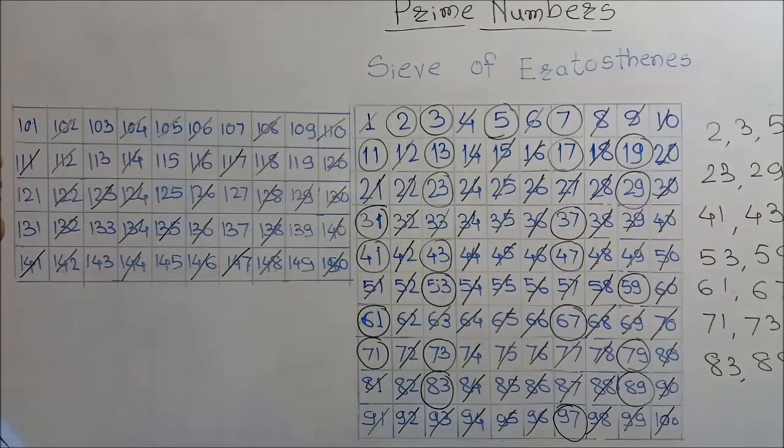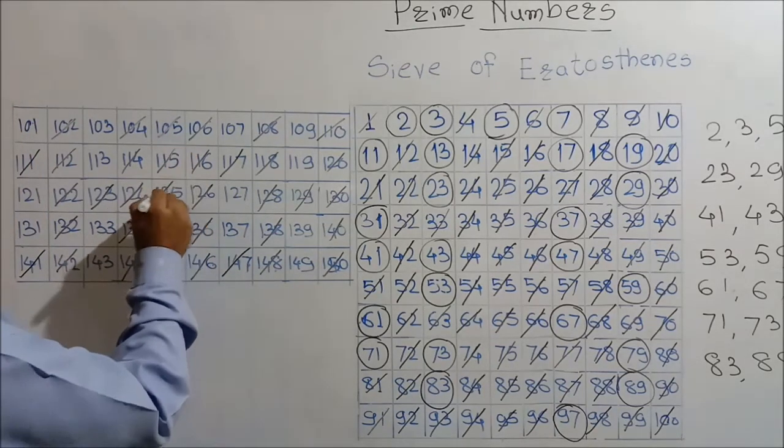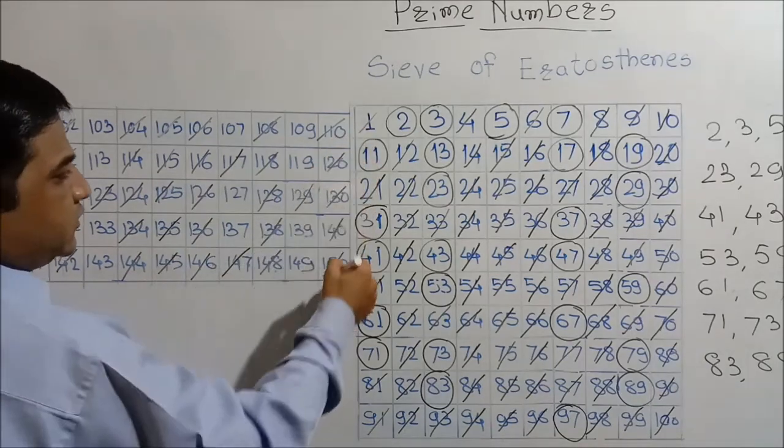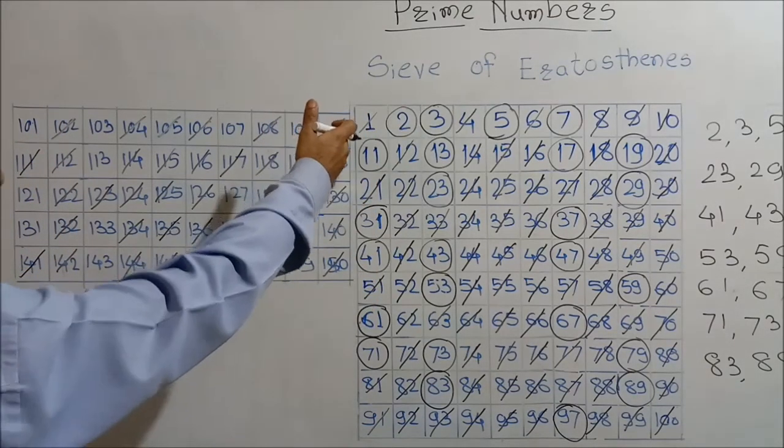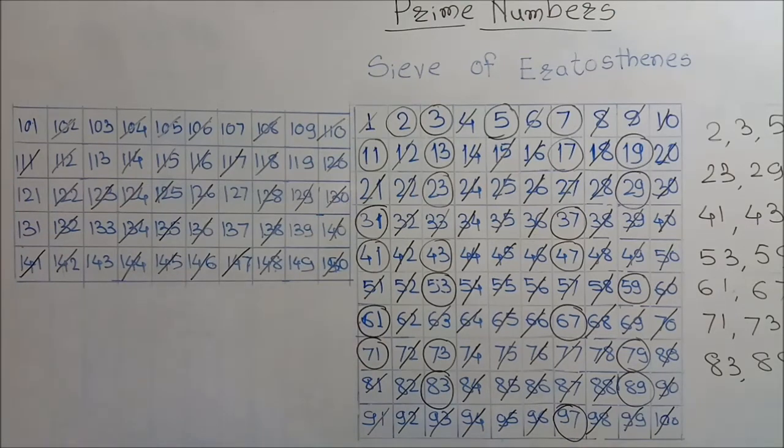Now it's time for crossing the multiples of 5. Multiples of 5 end with 5 and 0. So I am crossing all the multiples of 5. Multiples of 5 ending with 0 are already cut as even numbers. Now what is next? We are going to cut all the multiples of 7.